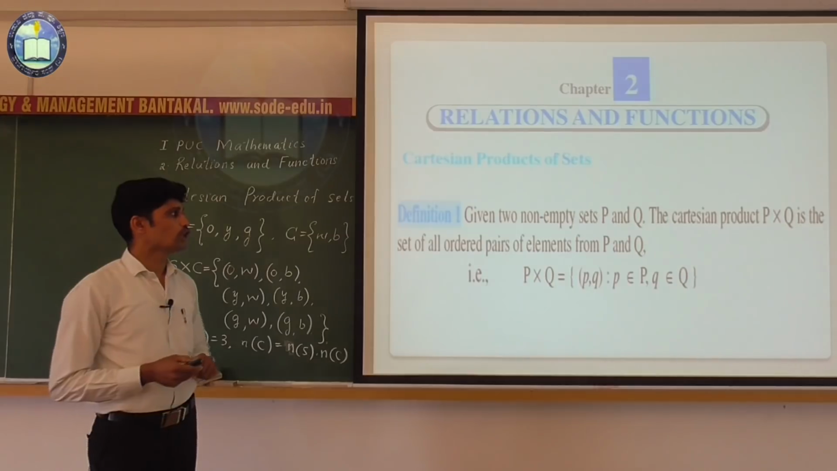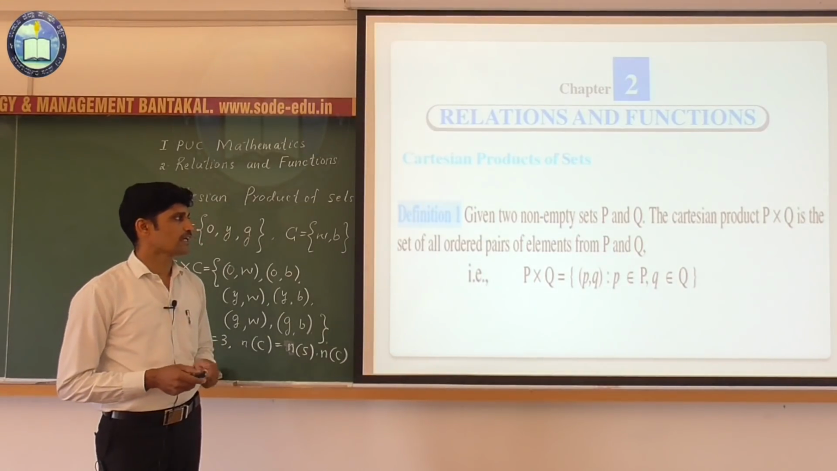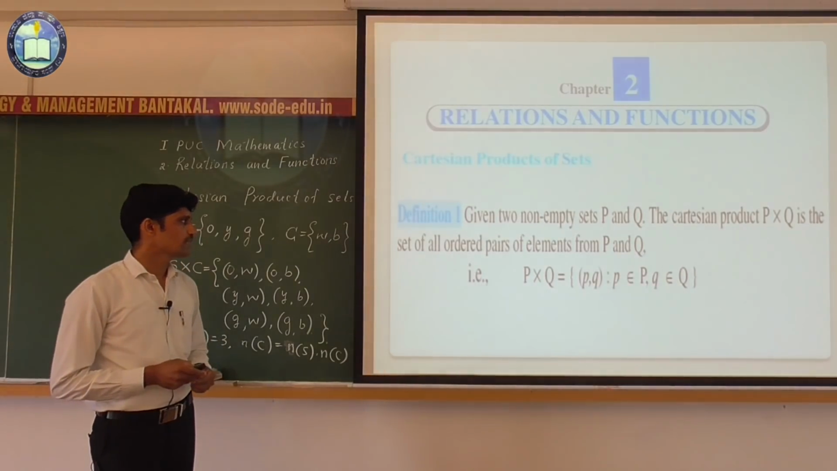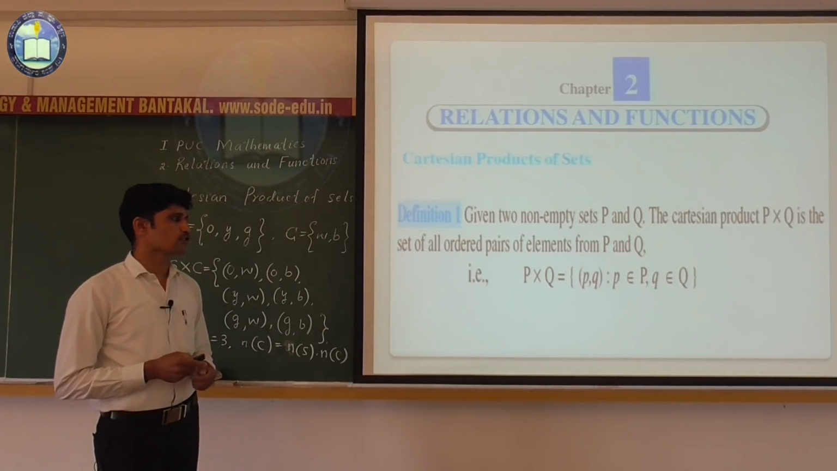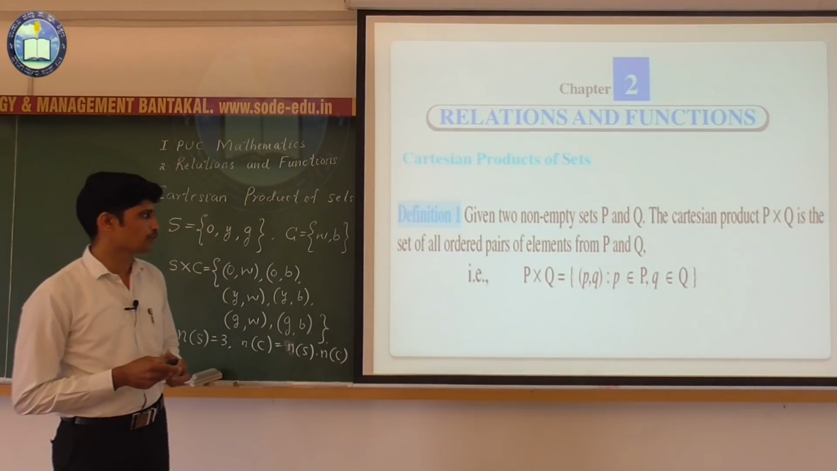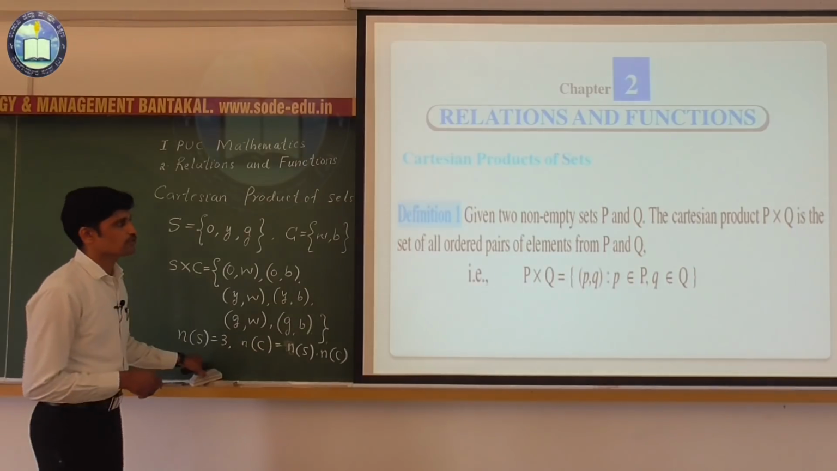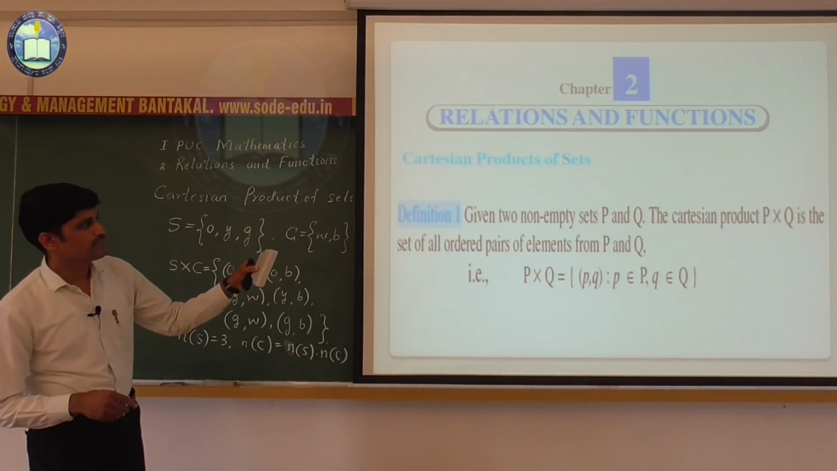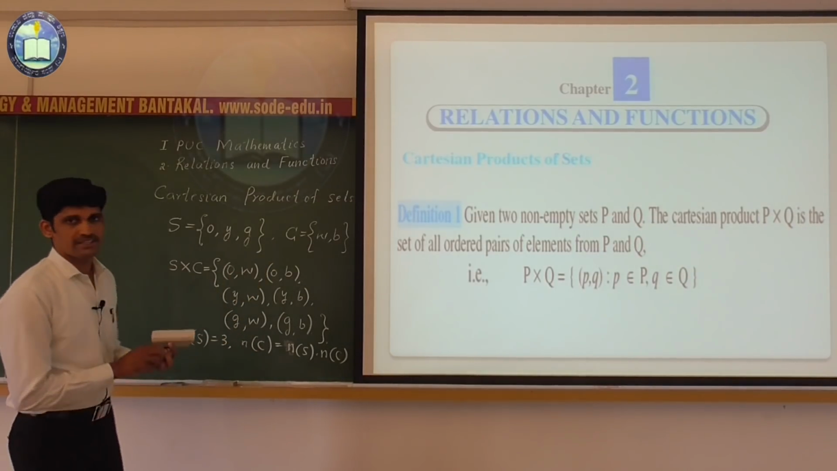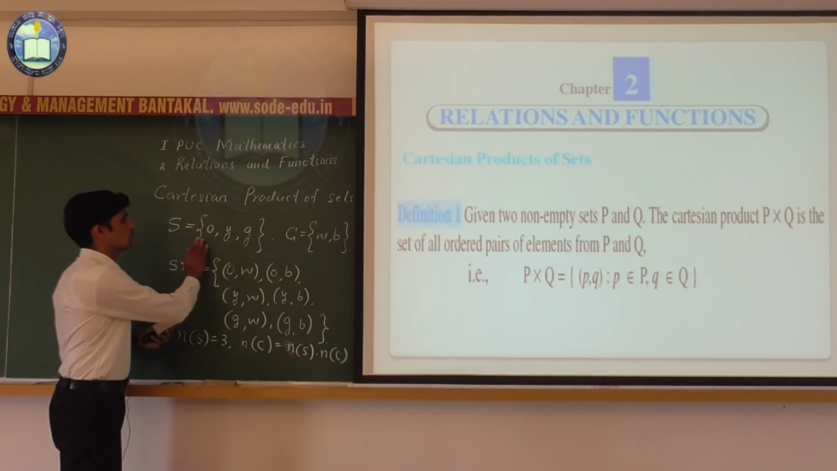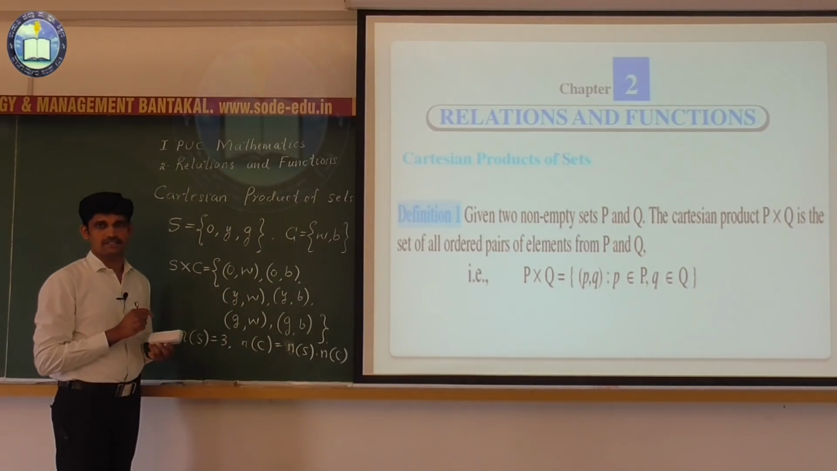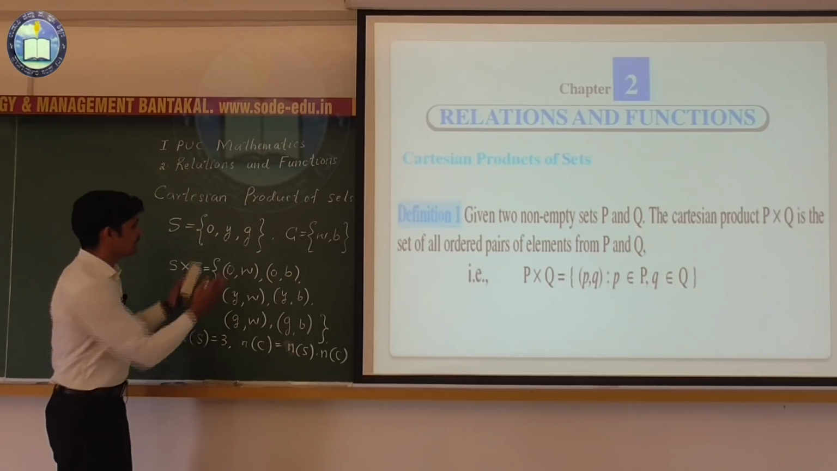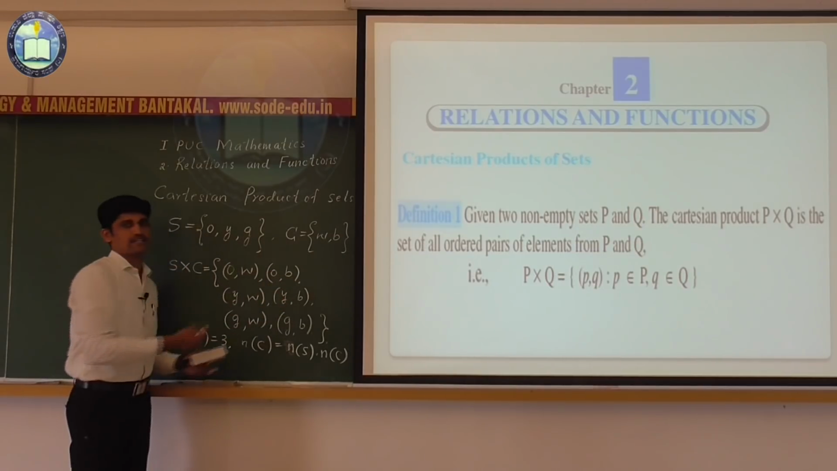Given two non-empty sets P and Q, the Cartesian product P cross Q is the set of all ordered pairs of elements from P and Q. Set of all ordered pairs of elements from P and Q, where P and Q must be non-empty sets. That is very important. Suppose there are no elements in the set S, we don't have any shirt, then we cannot have the ordered pairs like this.